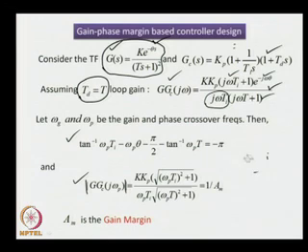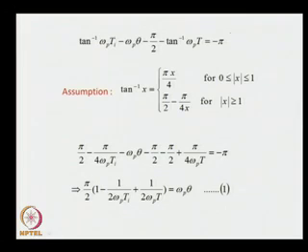Let us see how we can simplify these expressions. The phase equation given in this form can be simplified further with the help of an approximation for the arc tan function, the tan inverse function. So, tan inverse x can be given as pi x upon 4 when x is less than or equal to 1, and tan inverse x becomes pi upon 2 minus pi upon 4x for x greater than 1.